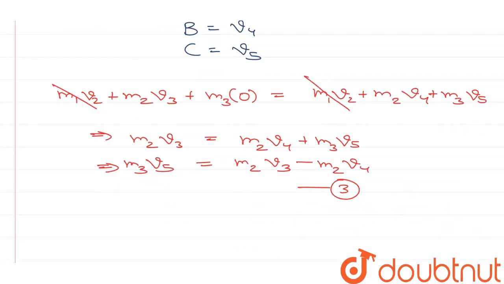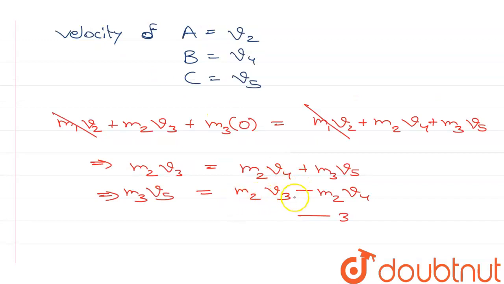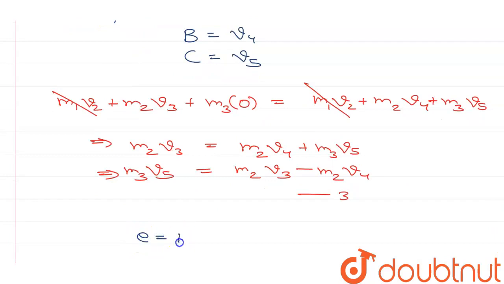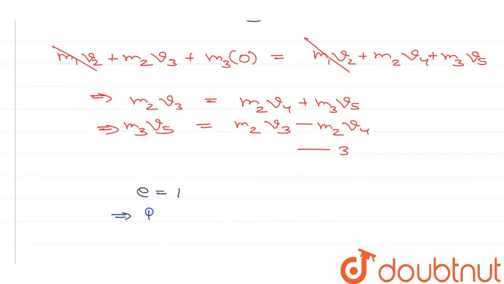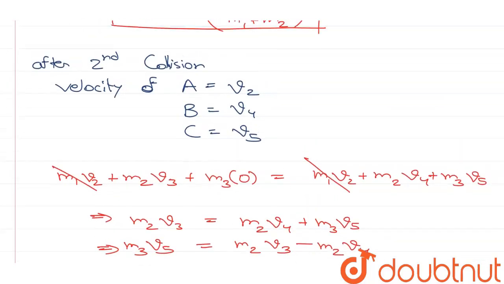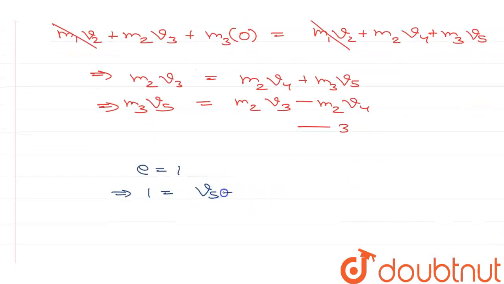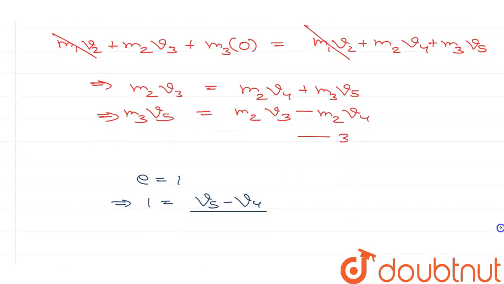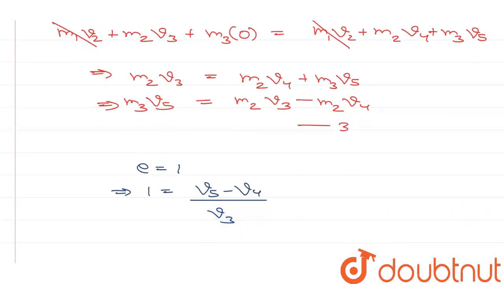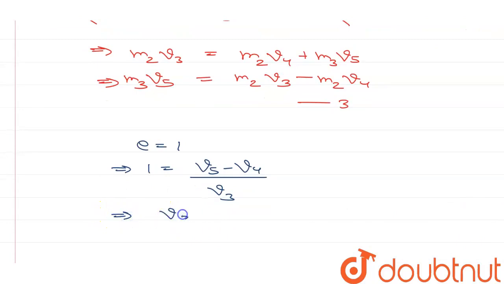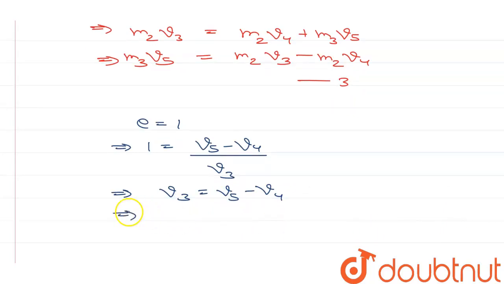Now since this collision is also elastic in nature, the coefficient of restitution is 1, which means 1 is equal to the velocity of separation of B and C, which will be v5 minus v4, upon the velocity of approach of B and C, which will be v3 minus 0. So v3. From here v3 is equal to v5 minus v4, and which means v4 is equal to v5 minus v3. This is equation number 4.